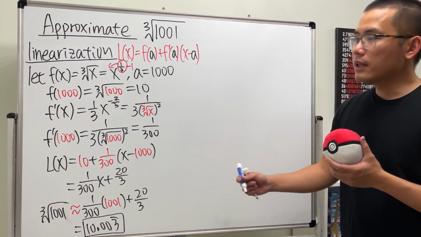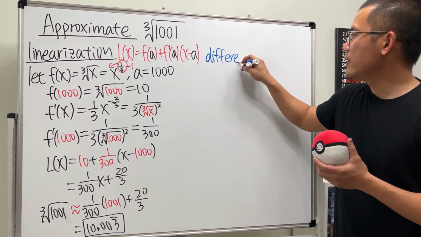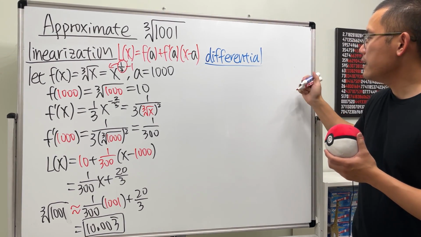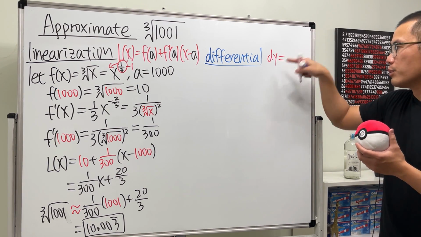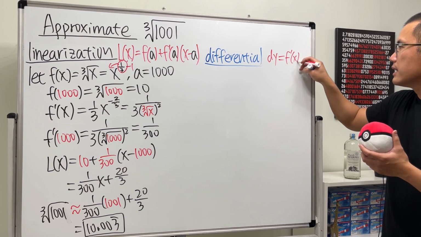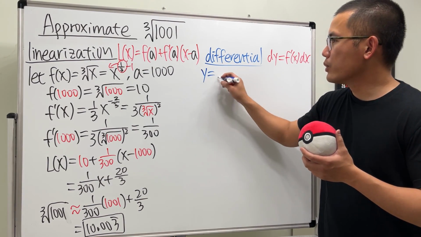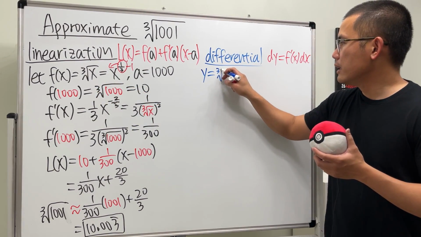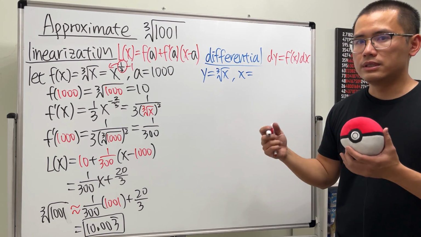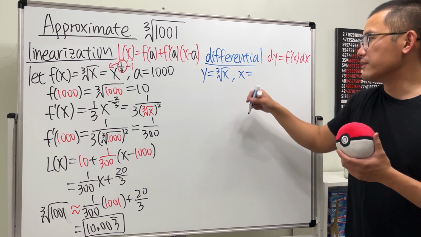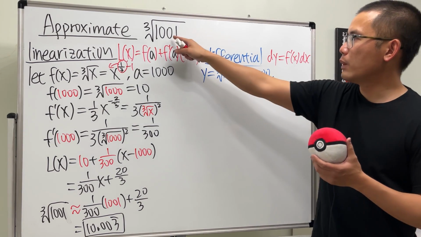Now let's take a look at the differential way to do this. For differentials, remember that we also have a very nice formula: dy/dx is equal to f prime of x, but we'll just multiply by dx on both sides. So dy is f prime of x times dx. Let's say our y is equal to the cube root of x, and then the x value is 1000. Again, this x value is the one that we know much better with this function, which is 1000. So this is the one that we know, and this is the one that we are trying to get.